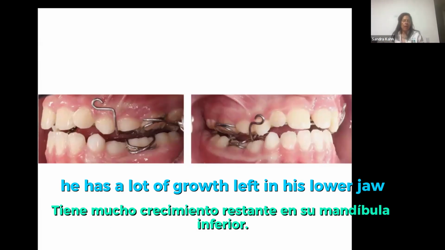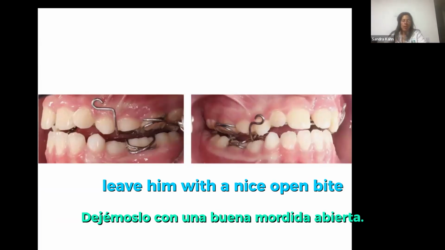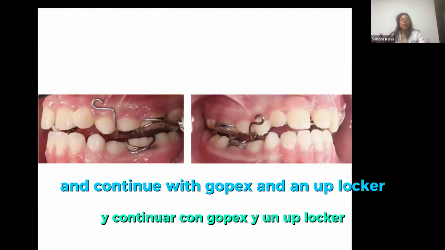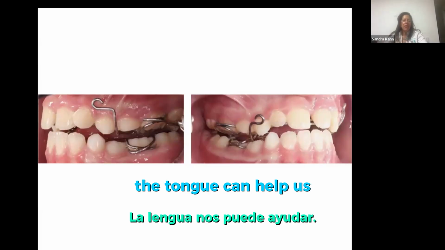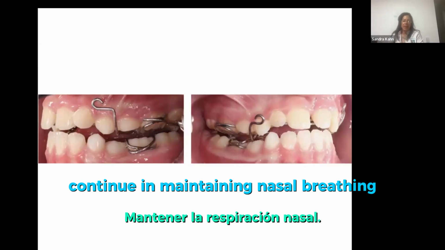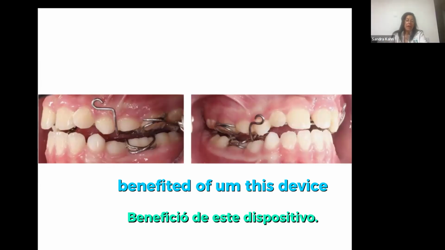He has a lot of growth left in his lower jaw, so we can still decompensate the angulation in his lower teeth, leave him with a nice open bite, and continue with GoPex and an op blocker, which we didn't have at the time, but we now have, so the tongue can help us continue maintaining nasal breathing at rest. This patient really benefited from this device.